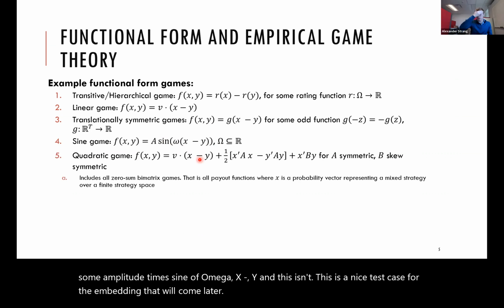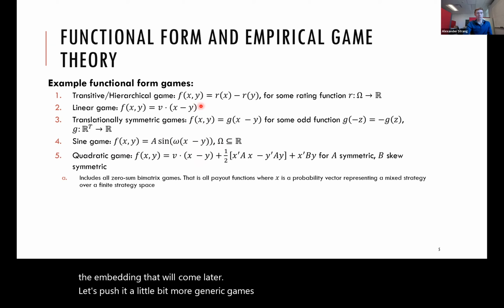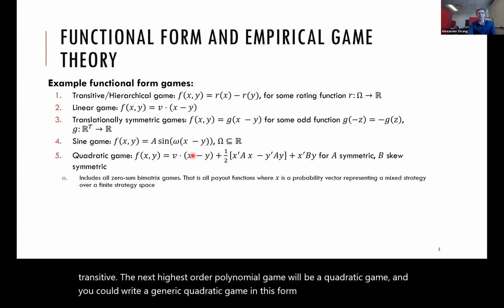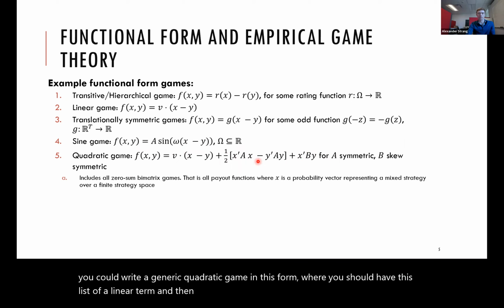Now let's push to a little bit more generic games. So linear games, these are strictly transitive. The next highest order polynomial game will be a quadratic game. And you could write a generic quadratic game in this form where you have a linear term and then some set of quadratic forms around a pair of matrices where these matrices have specific symmetries.